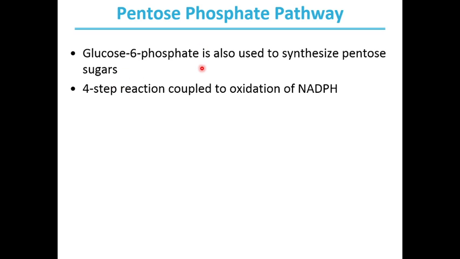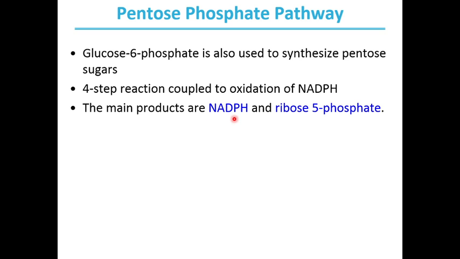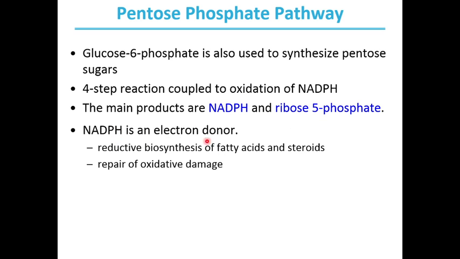Now, conversion of glucose-6 phosphate to pentose sugars involves a 4-step reaction that is coupled to the reduction of NADP to NADPH. The main products are NADPH and Ribulose-5-phosphate. So Pentose Phosphate Pathway gives two products, NADPH and Ribulose-5-phosphate. NADPH is an electron donor. It's used in reductive biosynthesis of fatty acids and steroids and repair of oxidative damage.